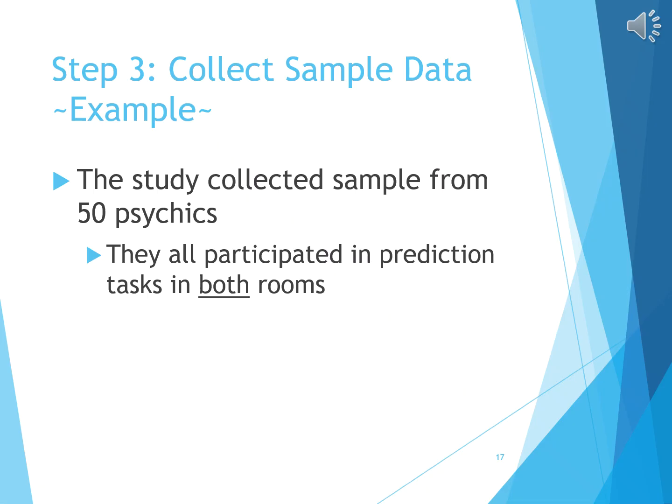If this was a between subjects design, which it is not, you'd actually have to get twice as many participants. You'd have to get 100 psychics and randomly distribute 50 of those psychics into each of the conditions. And so you'd have 50 psychics do the guessing in a laboratory condition, and you'd compare that average to the other 50 psychics, a completely different group of 50 people, who do this prediction challenge in the fortune telling room.